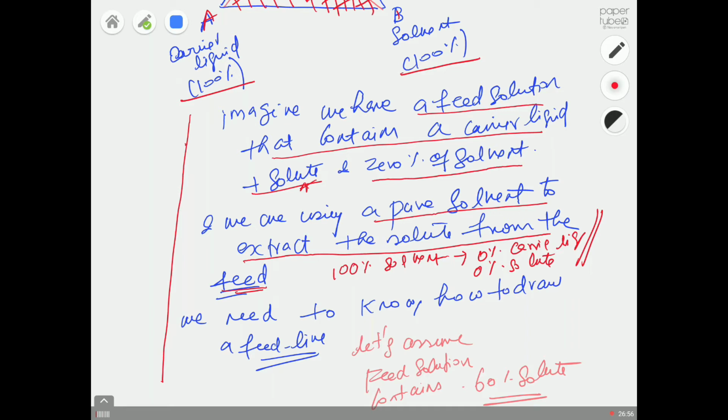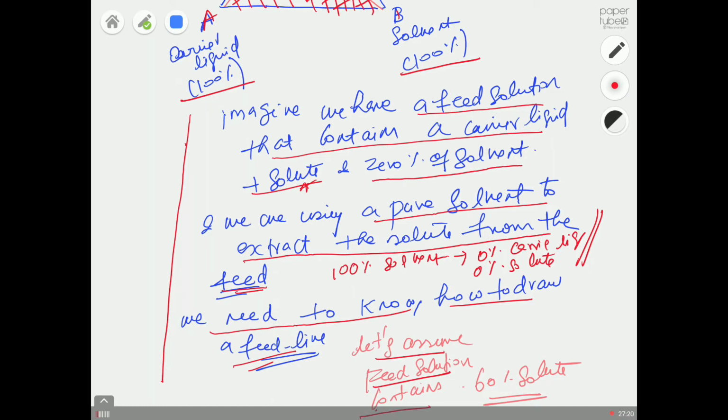So what we need to know. If I ask you to draw a feed line on this ternary diagram, how to do that, yeah? So I will show you how to do that. That is the reason that we are covering this one at the moment, before doing the mass balance calculations. So how to draw that feed line. So let's assume our feed solution.